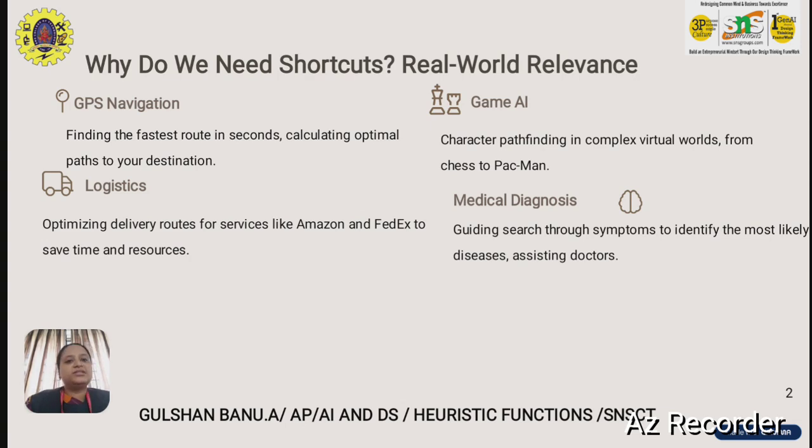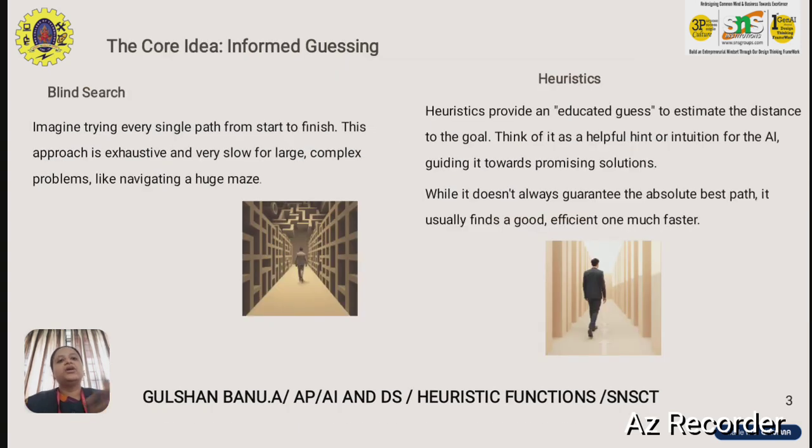In gaming, heuristic search is used, for example, in the alpha beta pruning method, which will be covered in unit 3, and in tic-tac-toe problems. All these use heuristic functions. Medical diagnosis uses them to find diseases then and there. Now, the core idea is informed search, that is, we know the information and we search using it. In that, two things are associated: blind search and heuristics.